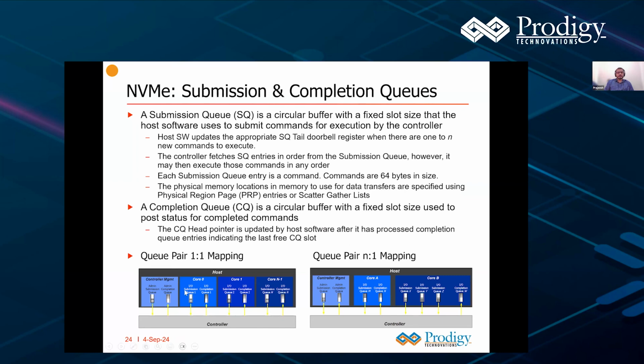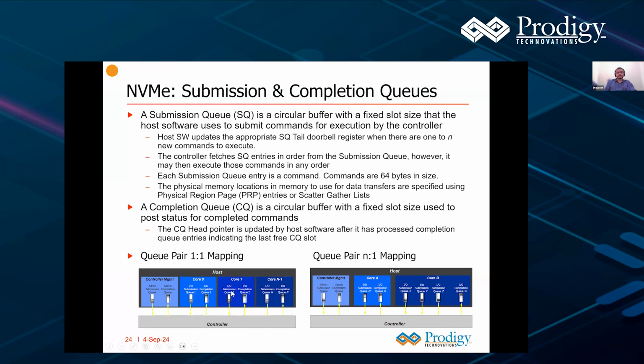So here you can see in this figure, you have the host and you have the different functions like controller management functionality and multiple cores. Each core has an IO submission queue and a completion queue. I think I'll come to the host software update procedure in the next slide. It will be clear. There will be a submission queue for submitting the commands. Once the command is submitted, the controller fetches the command, executes it, and gives the completion status in the completion queue.